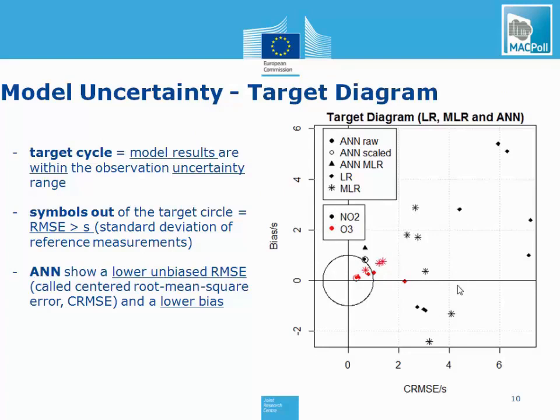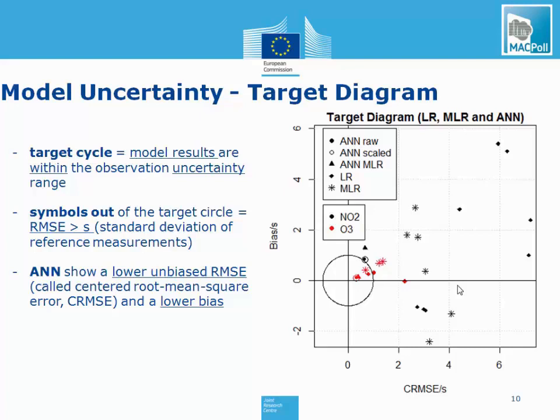We also decided to plot this information using a target diagram. A target diagram shows if our model more or less can fit into an uncertainty range, here shown as a target circle around 1 on the graph. I plotted on the x-axis the centered standard deviation, which is the unbiased root mean square, sorry, and on the y-axis, the bias.